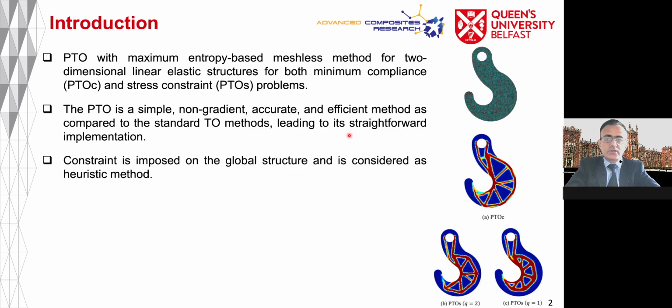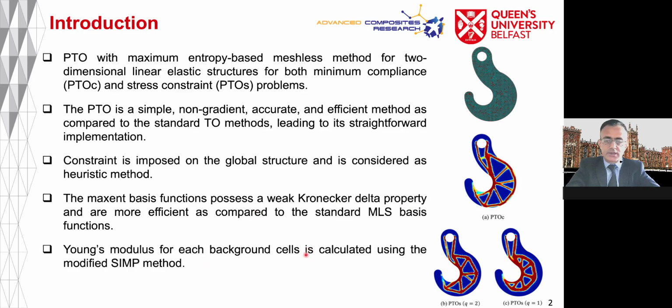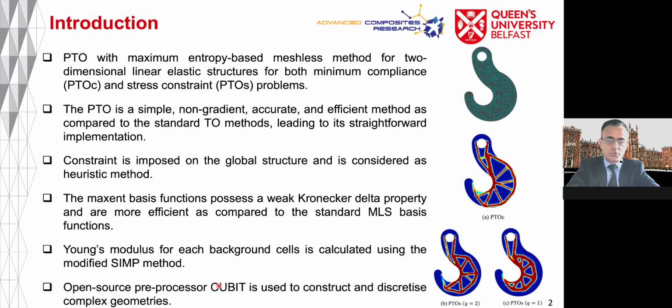Constraint is imposed on the global structure, and therefore these are considered heuristic methods. The maxent or maximum entropy basis functions possess a weak Kronecker delta property and are more efficient as compared to the standard MLS basis functions. Due to this weak Kronecker delta property, it allows us to impose the essential boundary condition the way we do in FEM. And the Young's modulus for each background cell is calculated using the modified SIMP method. And we are using the open source preprocessor Cubit to construct and discretize the complex geometries.